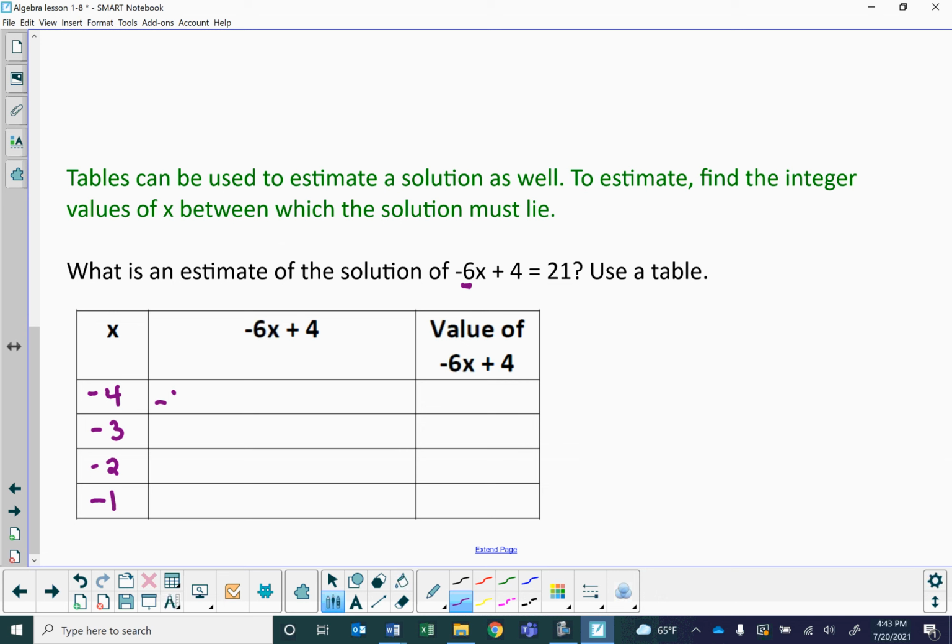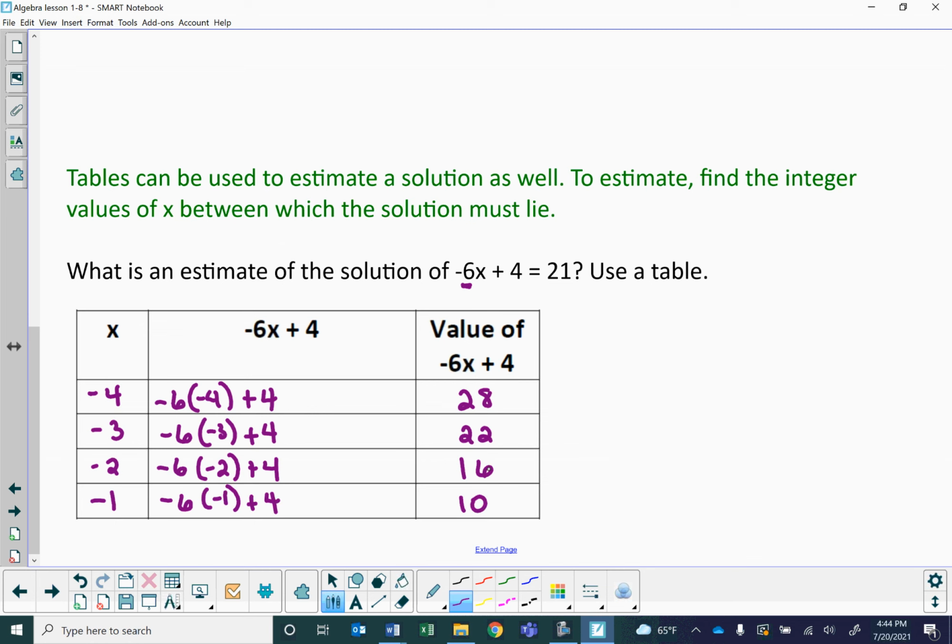So here I'm going to do negative 6 times x, which is negative 4 plus 4. Negative 6 times negative 4 is positive 24, plus 4 is 28. Too high. So negative 6 times negative 3 plus 4. Negative 6 times negative 3 is 18. 18 plus 4 is 22. Still a bit too high. So try negative 2. Negative 6 times negative 2 plus 4. Negative 6 times negative 2 is positive 12. Plus 4 is 16. That's too low. If I try negative 1, I get negative 6 times negative 1 plus 4, which is 6 plus 4, which is 10.